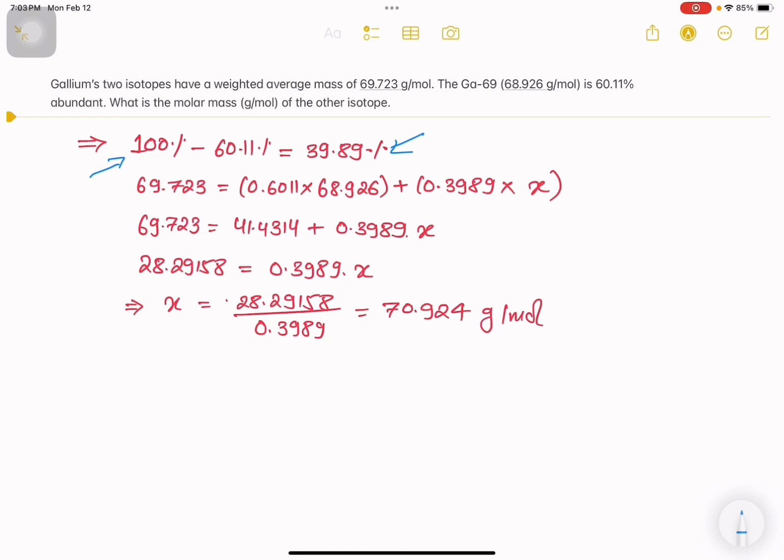Now to find the mass of the other isotope, you can set it up like this. This is the average atomic mass, which is given: the fraction of one isotope times the mass of that isotope, plus the abundance of the other isotope times x, and you need to solve for x. When I do this calculation, it gives me 70.924 gram per mole, which is the mass of the second isotope of gallium.